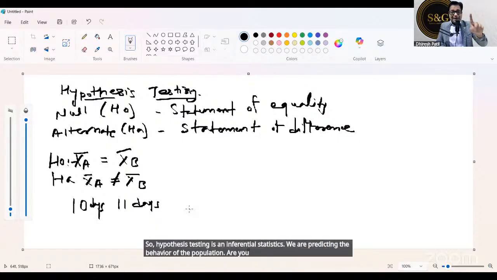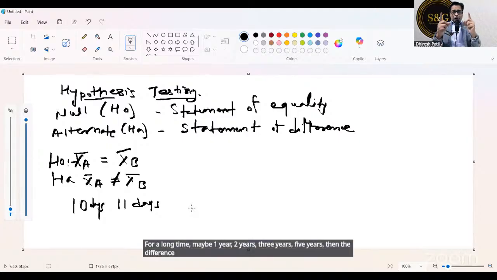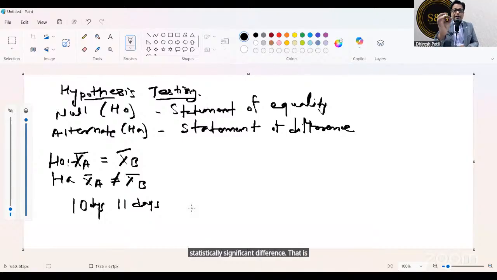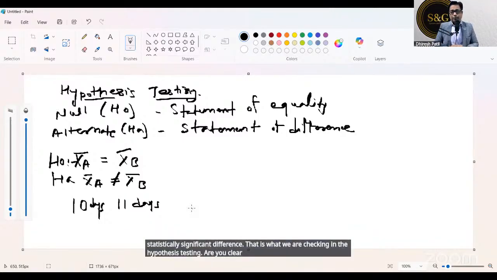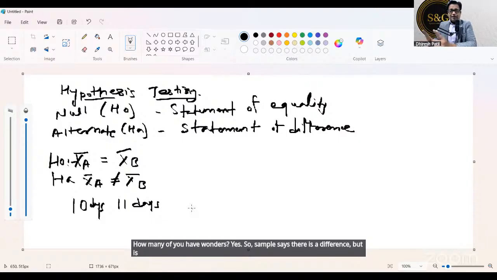Are you understanding this? Just give me yes in the chat box. So we are predicting the long-term behavior. If I continue with these two vendors for a long time, maybe 1 year, 2 years, 3 years, 5 years, will the difference be a long-term statistically significant difference? That is what we are checking in hypothesis testing. Are you clear with this? How many of you have understood? Yes. So the sample says there is a difference, but is it critical enough statistically, probabilistically? That is what we are checking here.